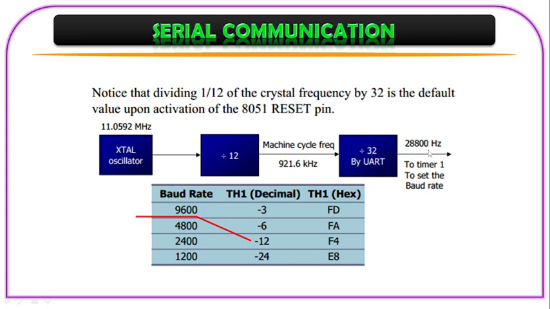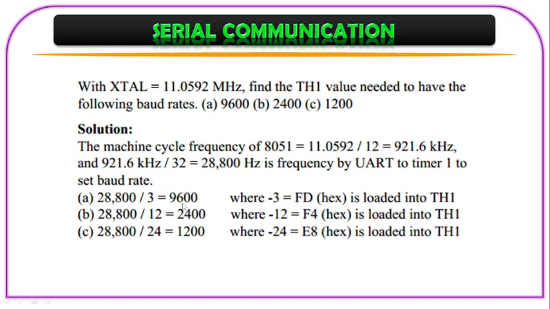This frequency is now available, and it will be given to the timers of the 8051 to generate the required baud rate. Now I have 28,800 hertz coming. If I want 9600, we get it by dividing by 3. If we want 2400, we can get it by dividing by 12. Similarly, 24 as the divisor will give you 1200.